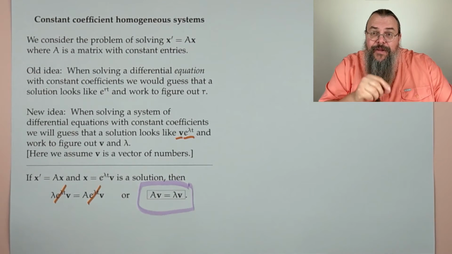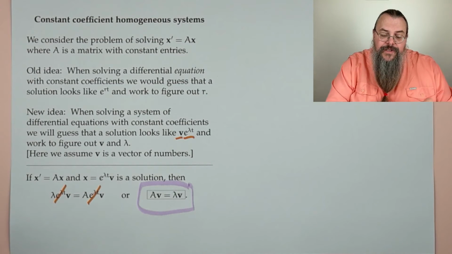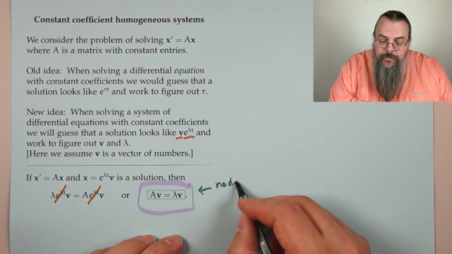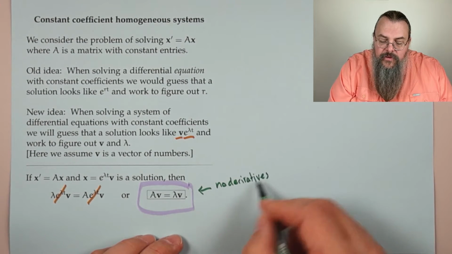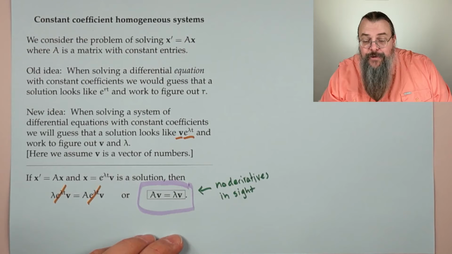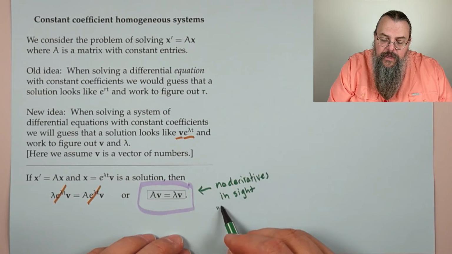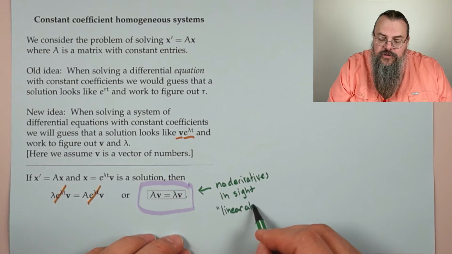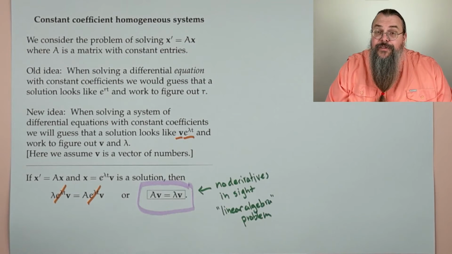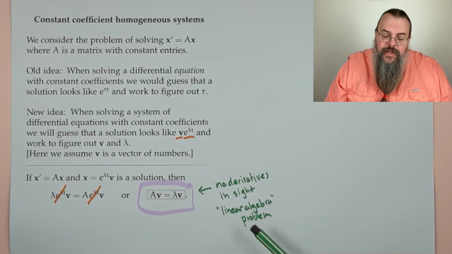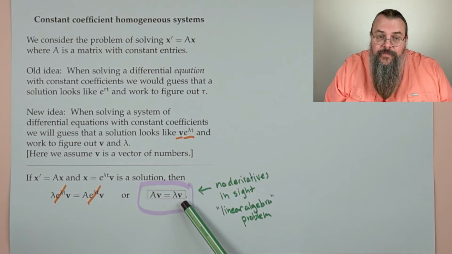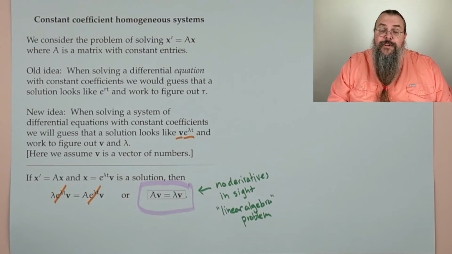Now, what's cool about this? Well, notice what's not here. There are no derivatives in sight. So we've removed derivatives from the problem. What does that tell us? Well, we've transformed the problem into a different kind of problem. In particular, this is a linear algebra problem. Linear algebra is the study of matrices and their properties. So now our goal is, can we find values lambda and vectors v so that A times v is lambda times v?